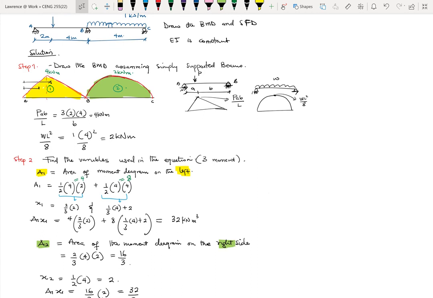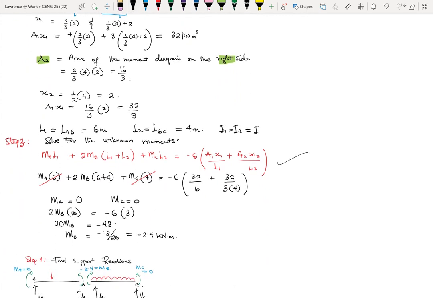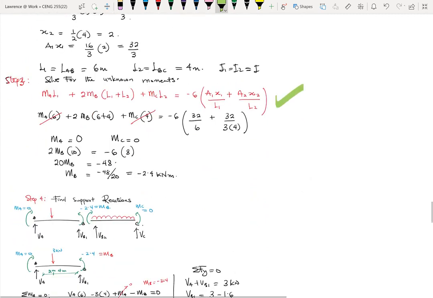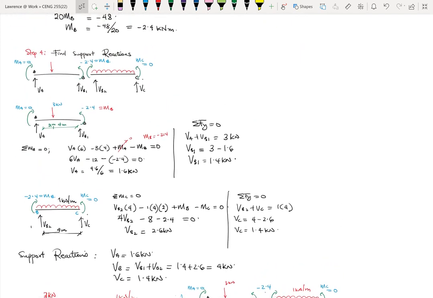Okay. So in this example, we drew the bending moment diagram for the two separate spans, and then we calculated A1, A2, X1, X2, just trying to complete the equation with the known variables. Then from there, we were able to formulate this equation right here, replacing the variables with the actual computed values, and then we're able to find our moments, MA and MC, because they were at the ends, so they were both zero. Then we calculated the moment at the center, which was -24 kilonewton meter. Okay. Then the next step was to calculate the support reactions.